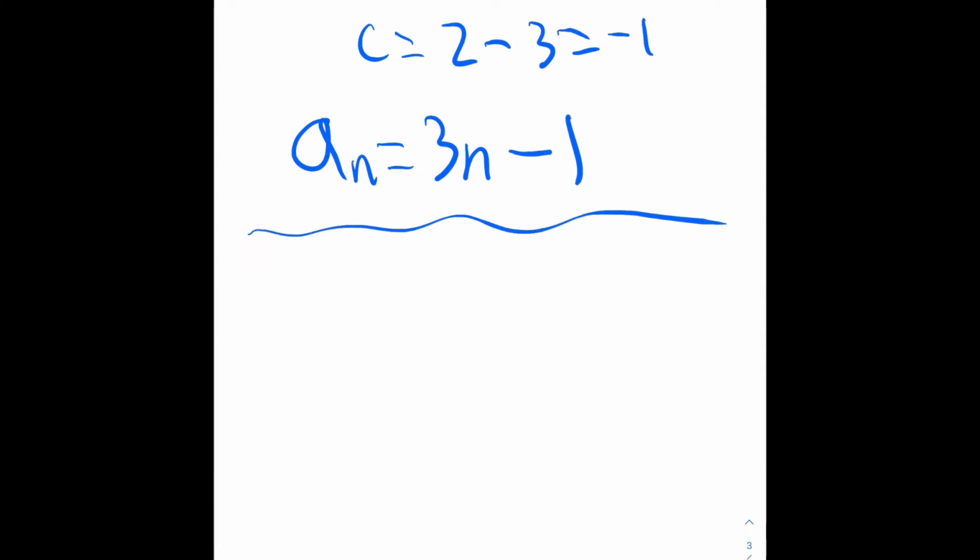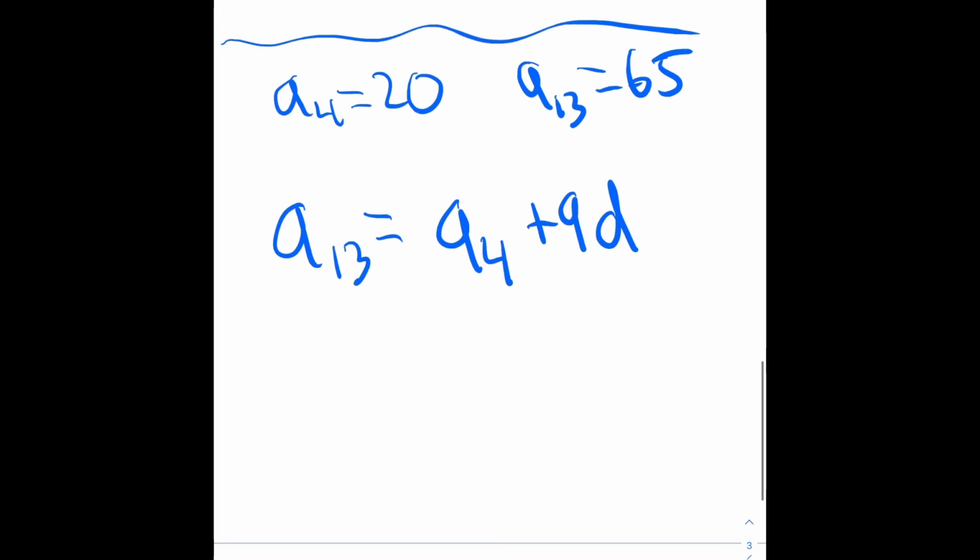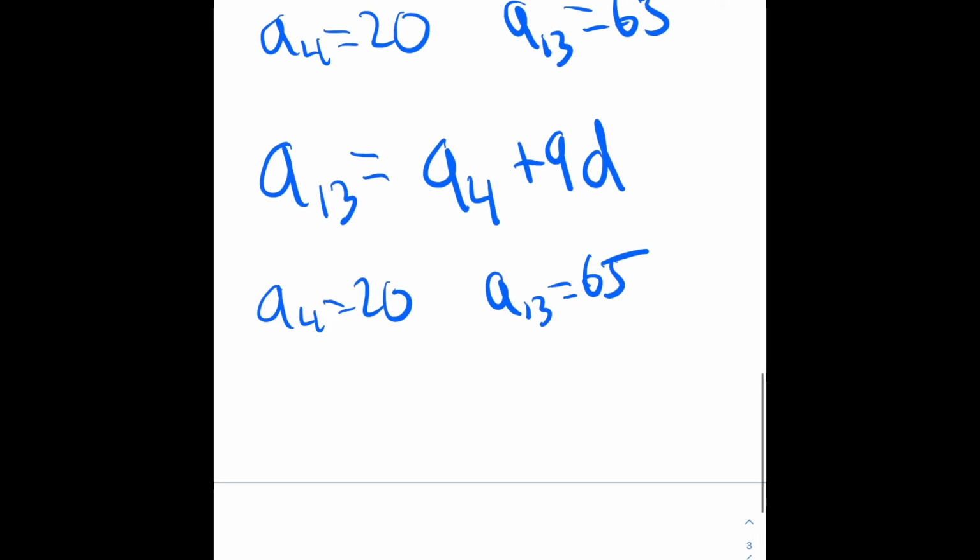Writing the terms of an arithmetic sequence. The fourth term of an arithmetic sequence, a sub 4, equals 20. The 13th term is 65. Write the first several terms. If I think about this, I know that they're related. I could say a sub 13 is equal to a sub 4 plus 9d. A sub 4 is 20, and a sub 13 is 65.